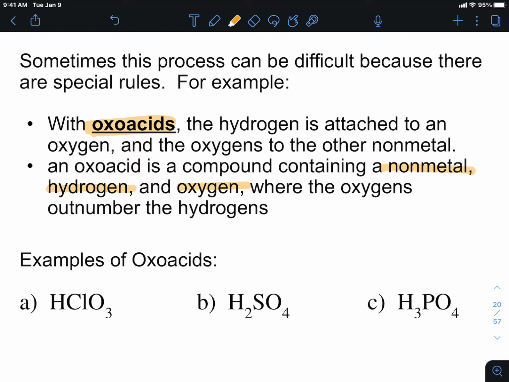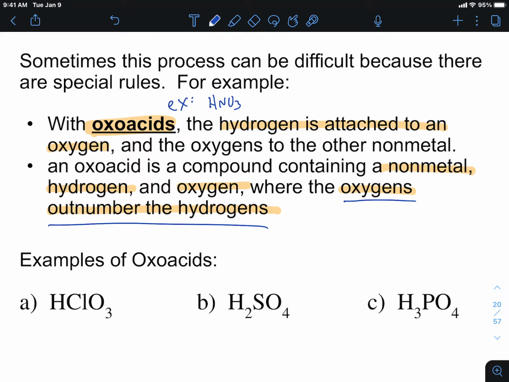Okay? The hydrogens must be attached to the oxygen in this compound. Also, the oxygens outnumber the hydrogens. So in other words, in order to be an oxoacid, for example, HNO3, that is an oxoacid. It's made up of a nonmetal, hydrogens, and oxygens, and the oxygens outnumber the hydrogens. There's more oxygens than hydrogens.